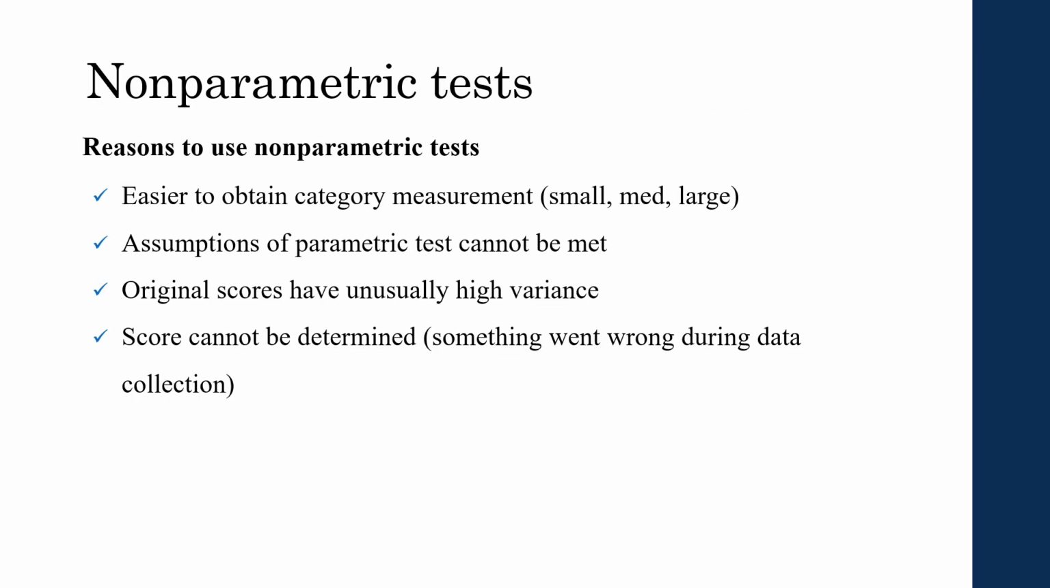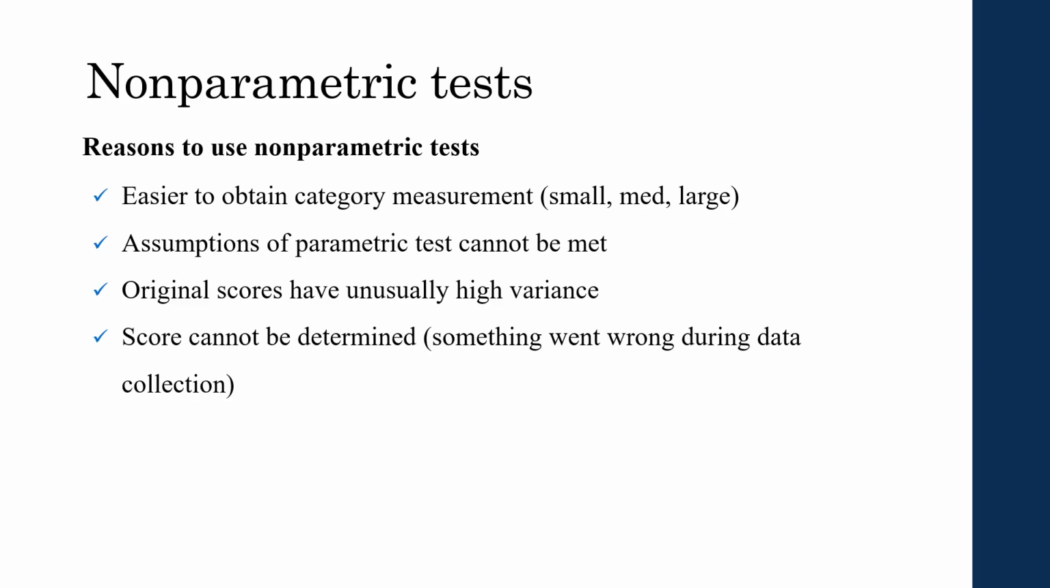So why would we run a non-parametric test? Well, first they allow us to test categorical variables like small, medium, and large. We don't need ratio or interval data to run these tests. Next, they allow us to have an analysis when the assumptions of a parametric test cannot be met. For instance, if we go through all of the work of collecting data and then find that it doesn't have equal variances for a repeated measures t-test, we don't have to throw out that data. We can just run a different test.